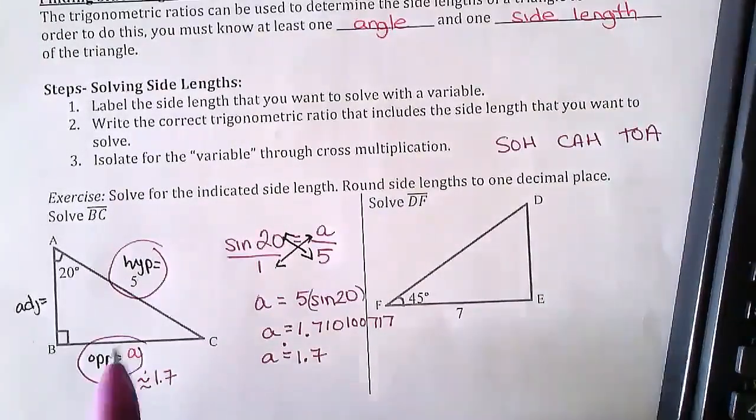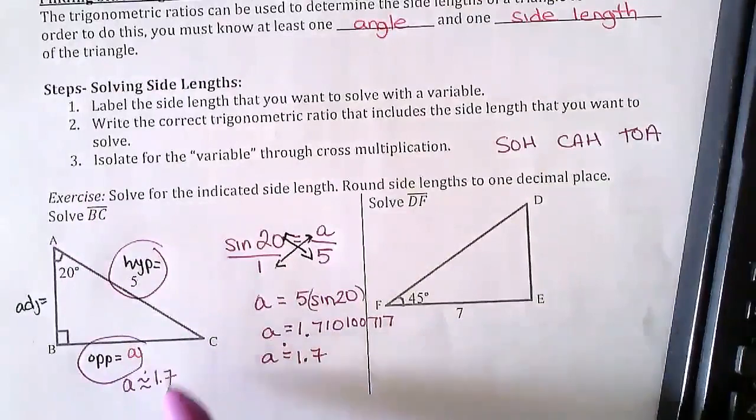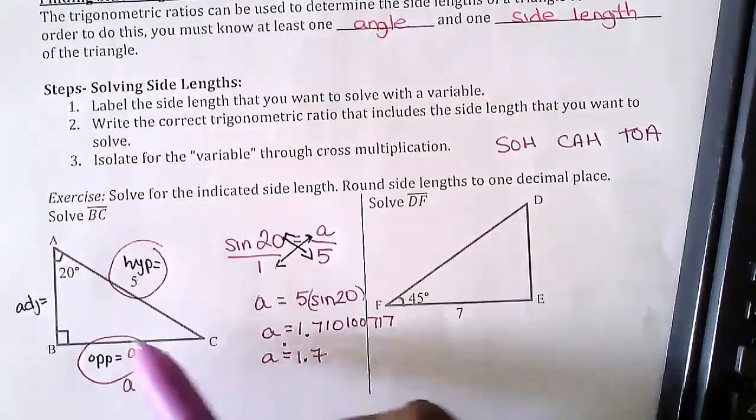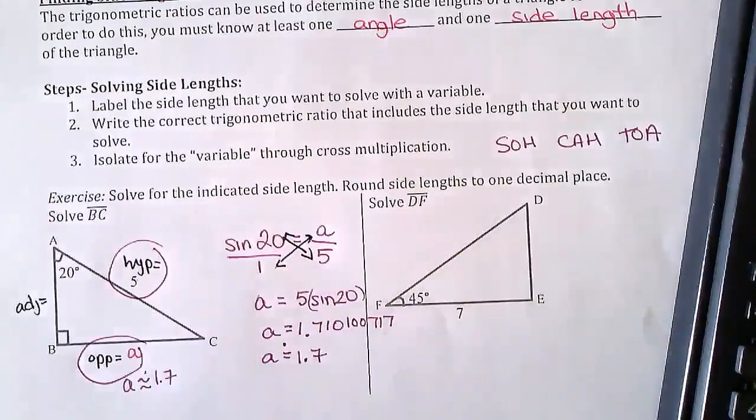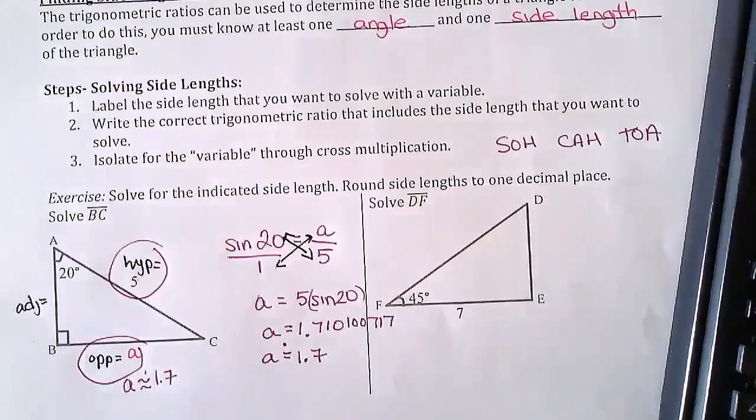What I should mention is none of these diagrams are proportional. They're not to scale, which is why this is 5 and this is 1.7. We're essentially using them as a guideline to create our trig ratios. Let's try the second question then.